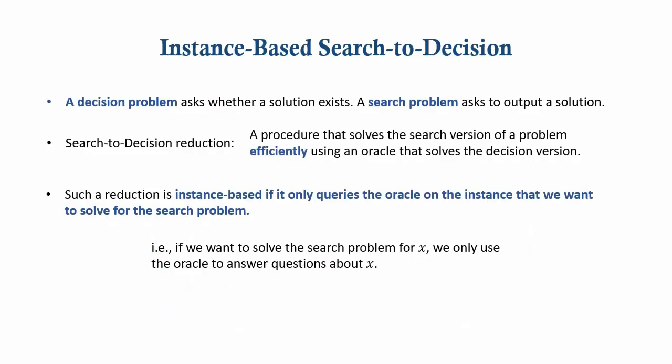A decision problem asks whether a solution exists, while the search problem asks to output a solution. And a search to decision reduction is a procedure that solves the search version of the problem efficiently using an oracle that solves the decision version. And we say that a search to decision reduction is instance-based if it only queries the oracle on the instance that we want to solve for the search problem. So in other words, if we try to solve the search problem for X, then we will only use the oracle to answer questions about X.